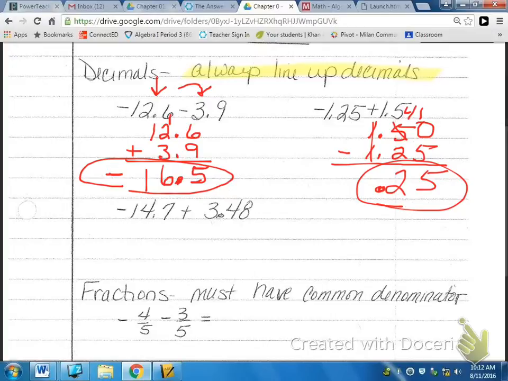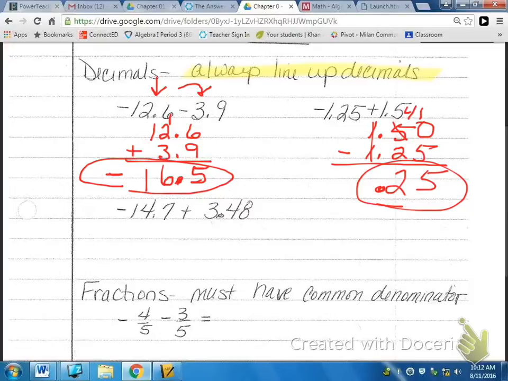Last one, negative 14.7 plus 3.48. So I'm in the hole 14.7, and I'm only gaining 3.48. So somebody help me. Am I going to end up being in the negatives still, or did I come out of the negatives? Ariana, what are you thinking? Still in the negative. So my answer is definitely going to be negative. Now, how much can I tell that I went up, though? Where am I going to end up?